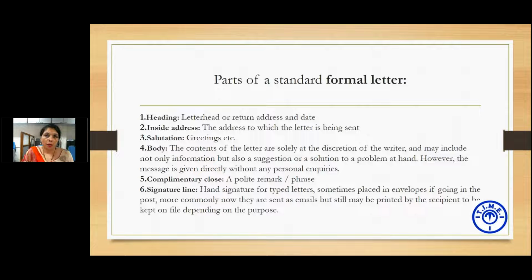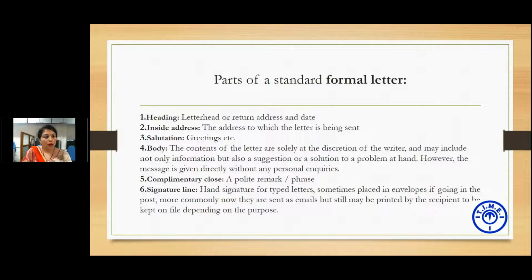Then you come to the main part of the letter, which we call the body. Because it is a formal letter, the body has to be short and crisp. The contents of the letter are solely at the discretion of you as a writer, and they may include not only information but a suggestion or a solution to any problem that you have presented to the recipient of the letter. Keeping all this in mind, you must make sure that the message you convey is given directly without any personal inquiries.